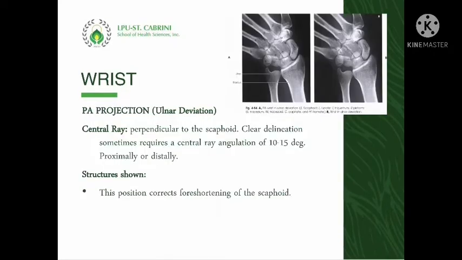The central ray is directed perpendicular to the scaphoid, or it could be angulated 10 to 15 degrees proximally or distally for a cleaner delineation of the scaphoid. This position will correct the foreshortening of the scaphoid.